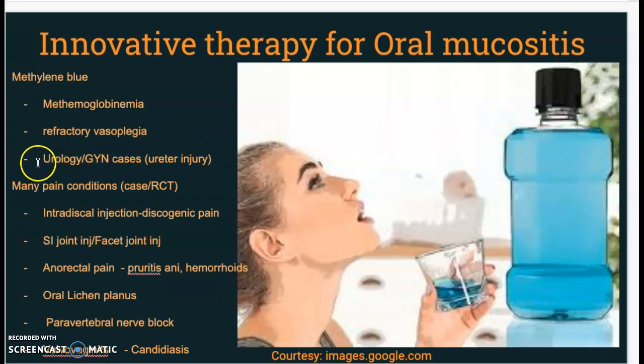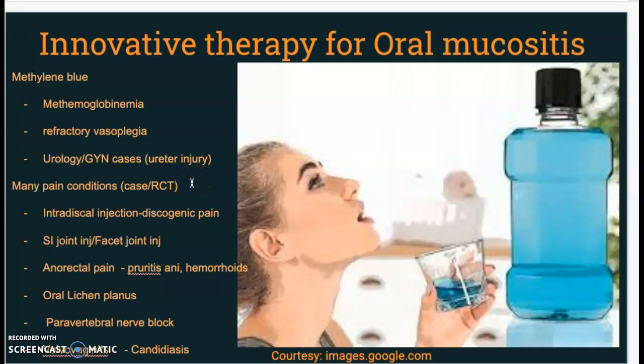I also saw use of Methylene Blue in cardiac for refractory vasoplegia and as a last resort. And sometimes urologists or GYN cases, they ask us to push Methylene Blue to identify structure and ureteral injury. Carlos presented a very different use of the methylene blue.